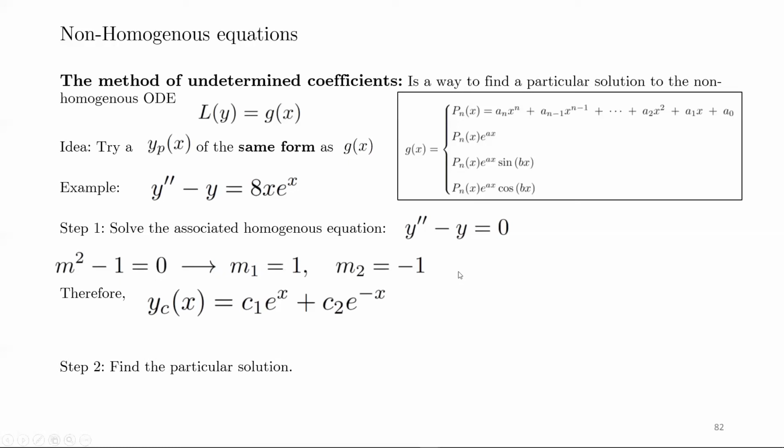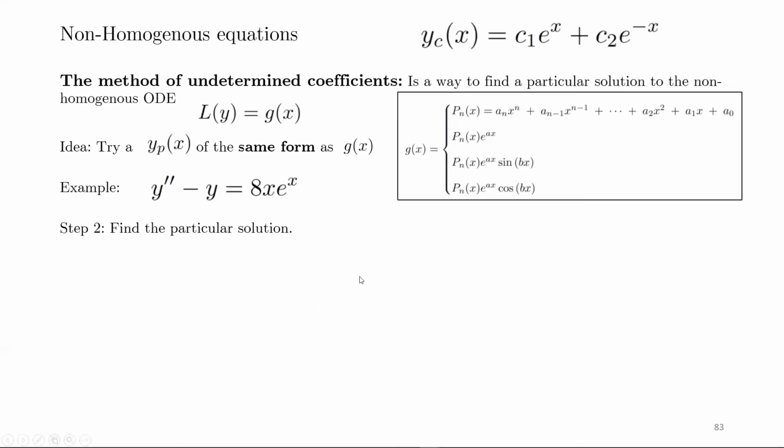Step 2 is find the particular solution. We want to try a yp of the same form as g of x. So what is the form of g of x here? Well, I have a polynomial, 8x, times an exponential. Okay, so that is our second term here that we're allowed to use the method of undetermined coefficients for.